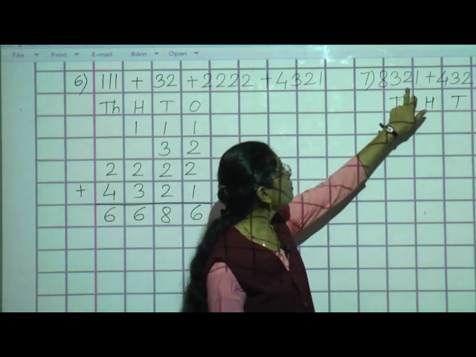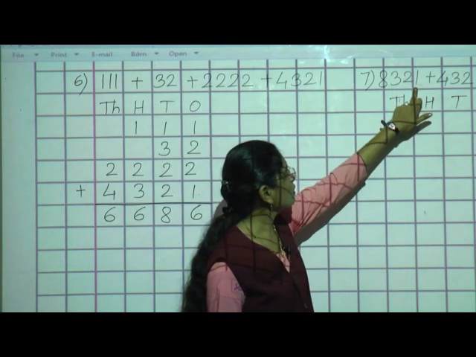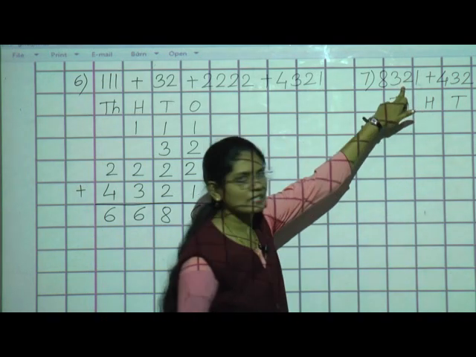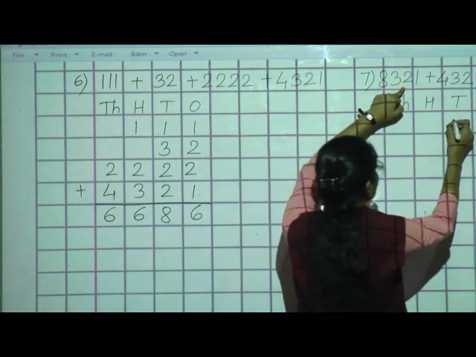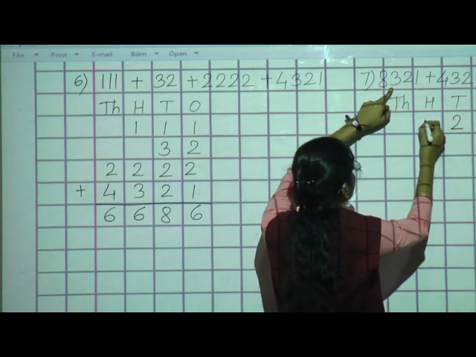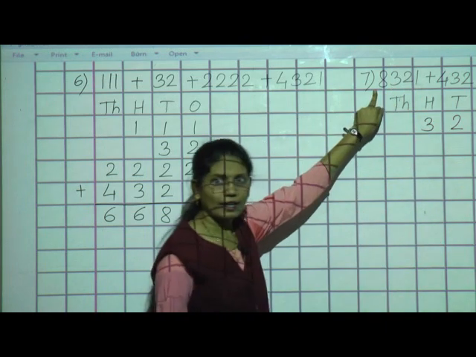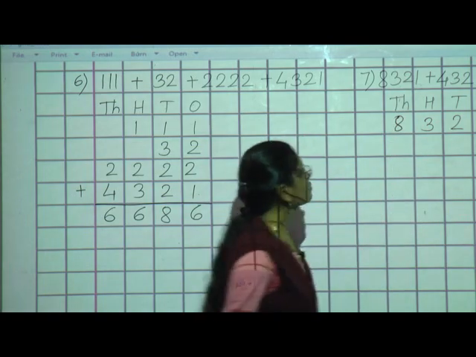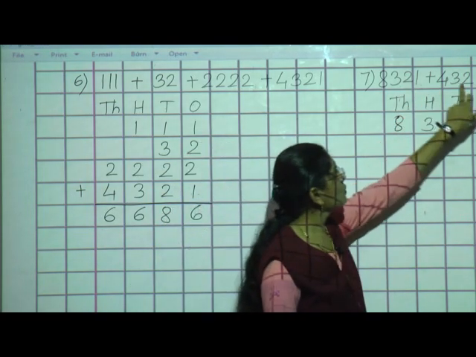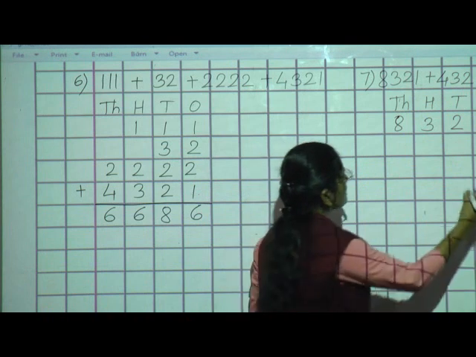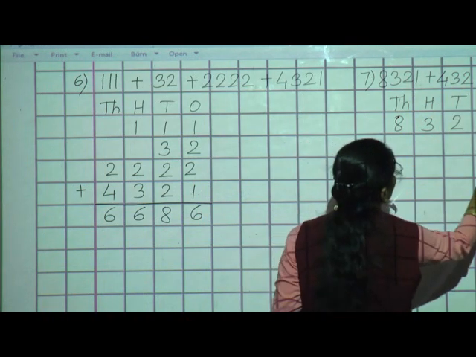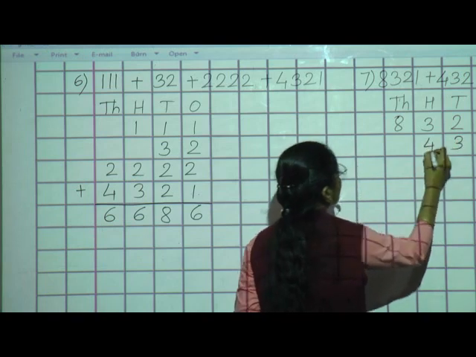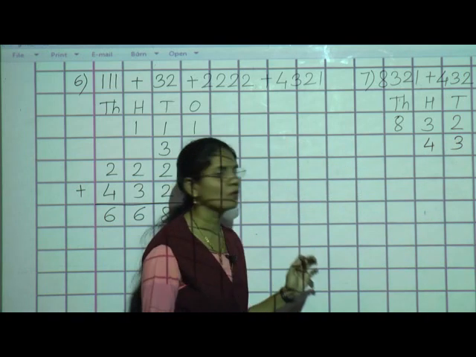Now see the first number, 8321. At ones place 1 is there. Now see the tens place, here 2 is there. Then at hundreds place 3 is there, and at thousands place 8 is there. Then put the next number in the place value chart: 432. Ones place 2, tens place 3, and hundreds place 4 is there.